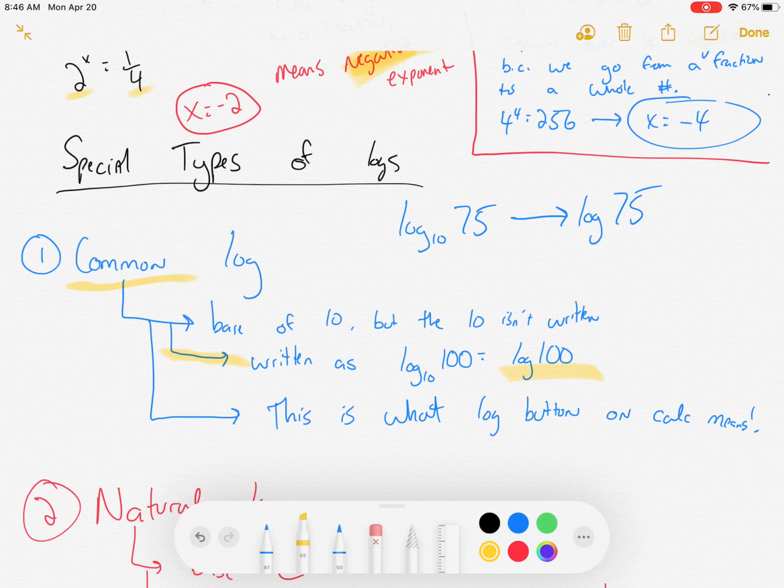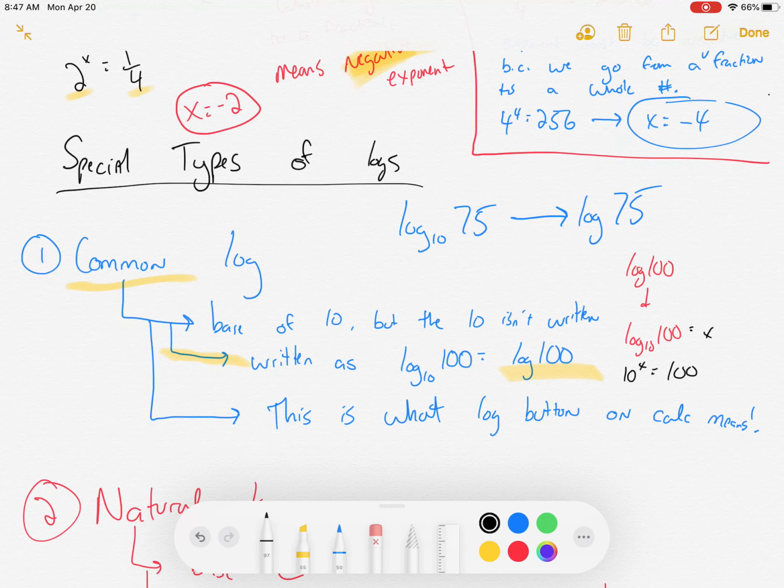If you open up Google right now and type in log of 100, let's do this by hand before we do it on Google. So log of 100, if there's no base written, it's really log base 10 of 100. We'd set it equal to x. So 10 to the x power equals 100. 10 to what power is 100? You should say 10 squared is 100. So if you type log of 100 into Google, it'll spit out 2, because again, on the calculator, the log button uses the base of 10.